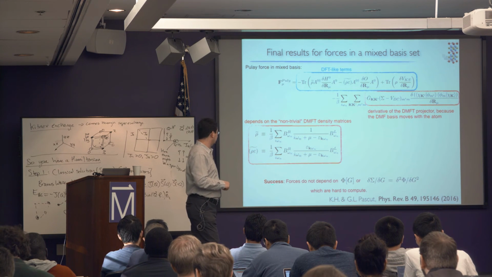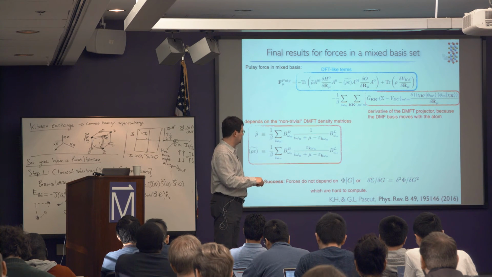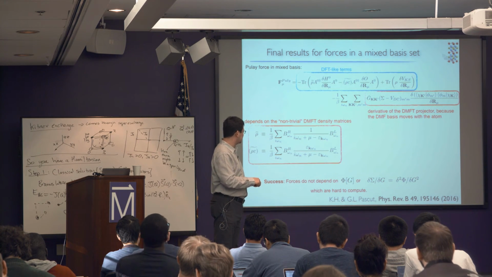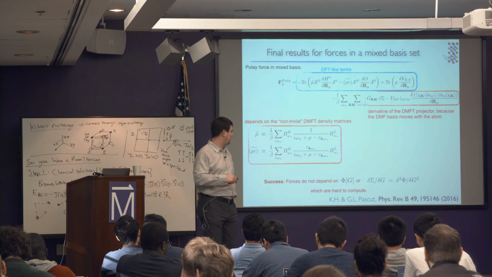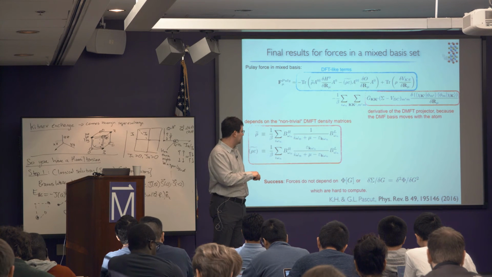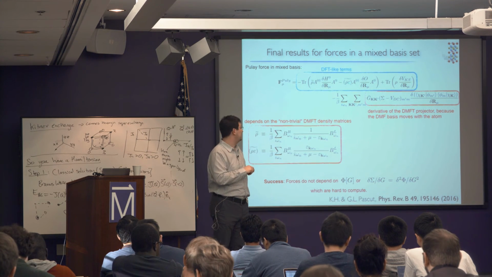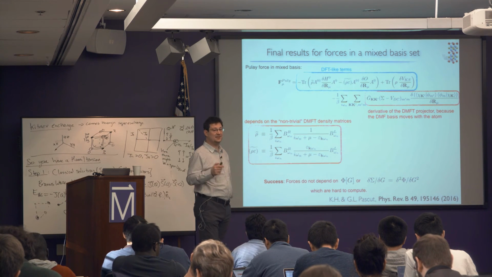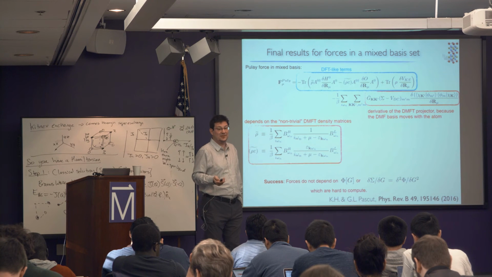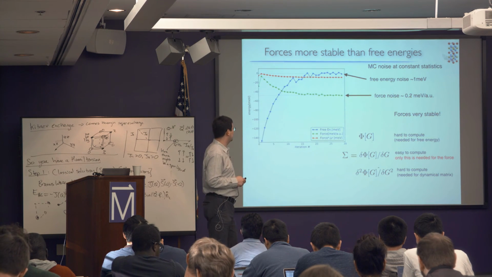And so the important point is that the force does not depend on the derivative of sigma with respect to g, which is the two-particle vertex function, and it also doesn't depend on phi itself. So in this sense, it's better than free energy. Free energy depends on phi, but the force does not depend on phi. Phi is hard to compute as well. So the force depends only on the self-energy itself. And that's a quantity that's very, very easy to calculate within quantum Monte Carlo. So this is a beautiful thing for quantum Monte Carlo. It's really easy to calculate.